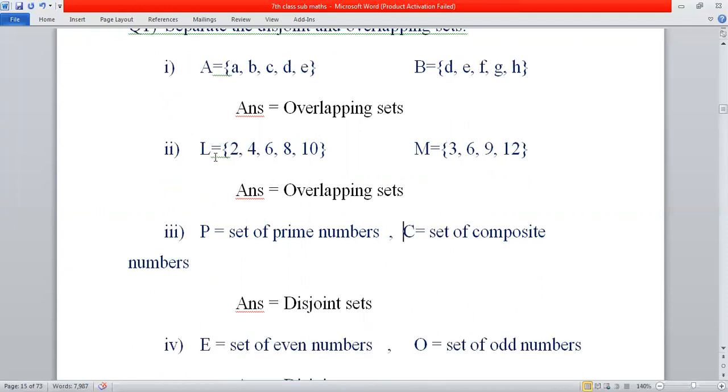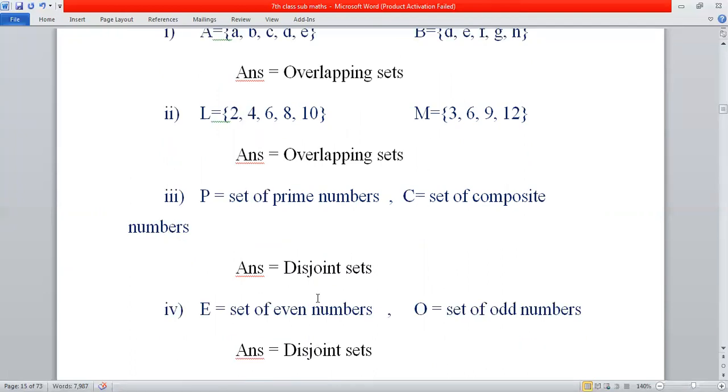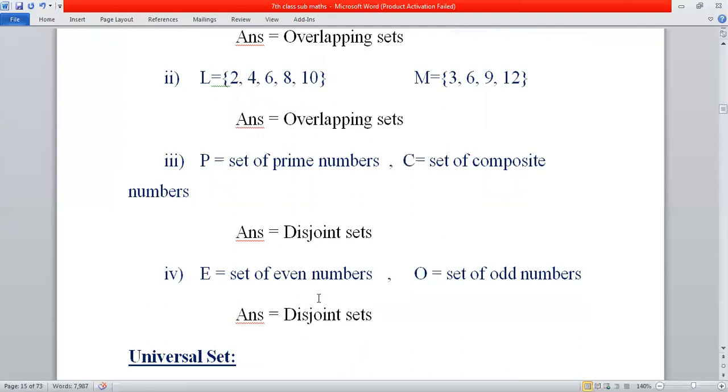And in the third part, the set of prime numbers and the set of composite numbers are totally different from each other. If you define the prime numbers, that is different from composite numbers. So these are disjoint sets. And the set of even numbers and the set of odd numbers are also totally different from each other. Nothing is common between them, so they are disjoint sets.